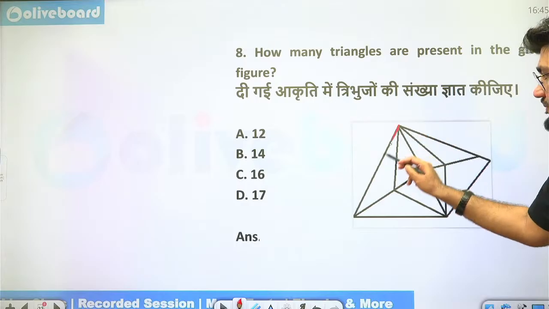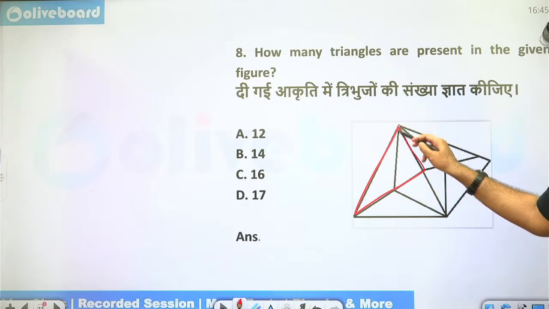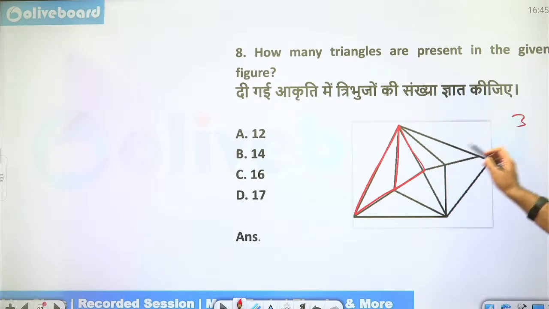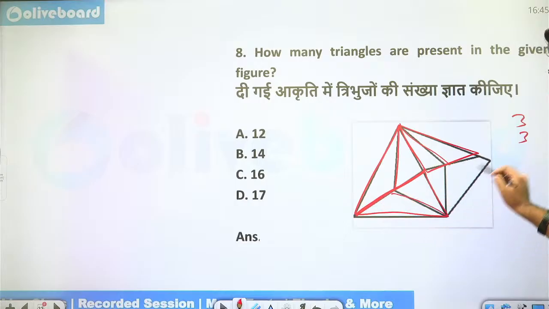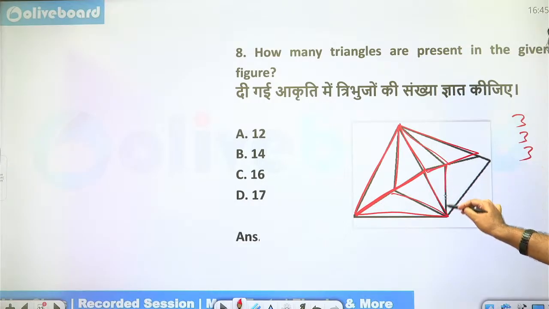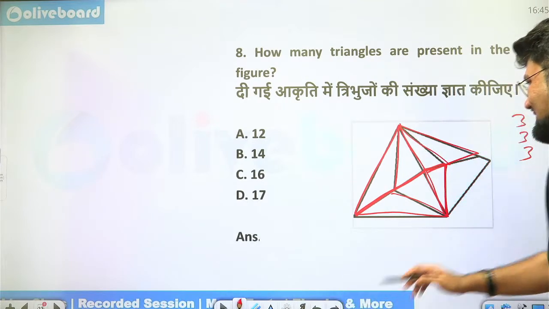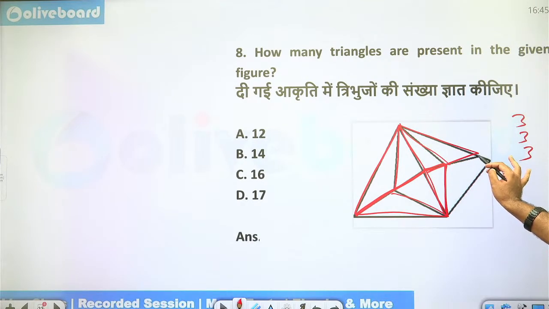Okay. So we'll pick up this triangle first. Broken into two parts, so three triangles. Then this triangle next. Broken into two parts, three triangles. Then this triangle here. Three again. And this triangle is single actually, this one. Here. Why? Because this is not a triangle, it's a quadrilateral if you see clearly. Four sides it has. Because this line is not precisely starting from here. Okay. So one more for this one.